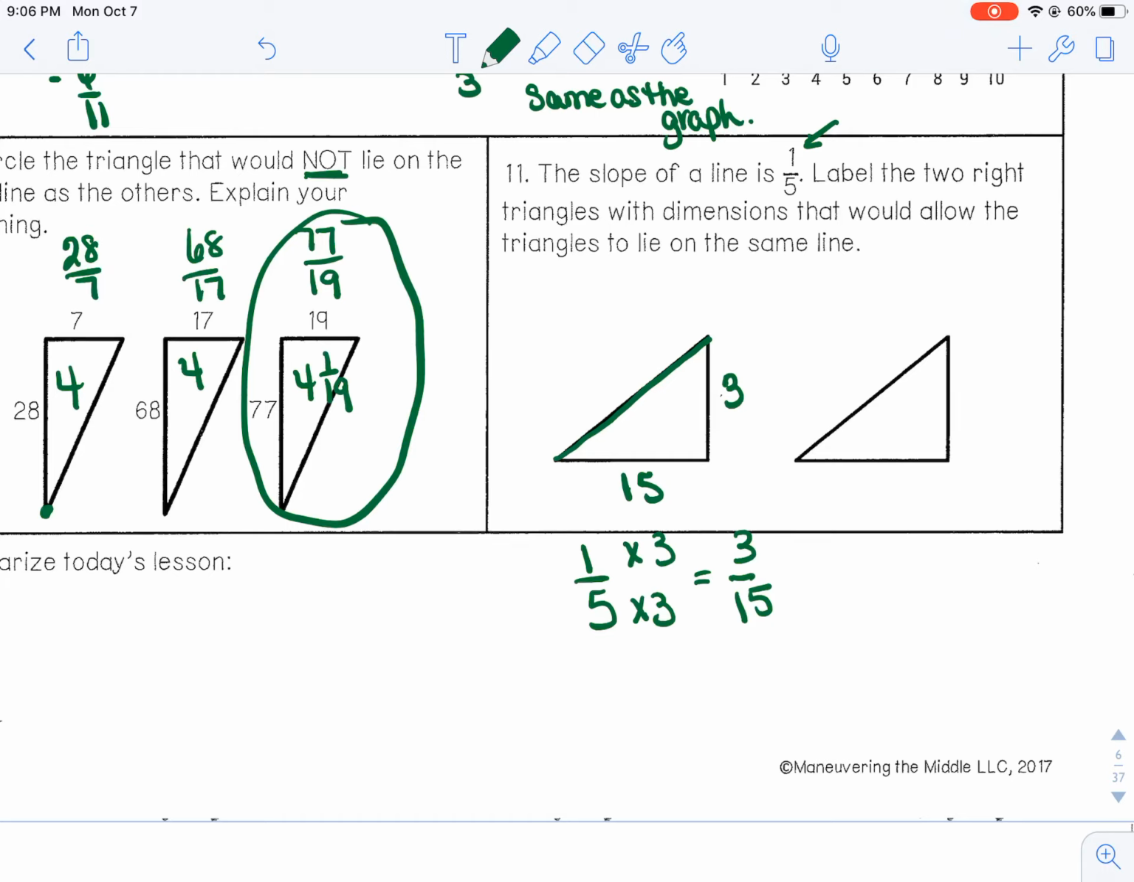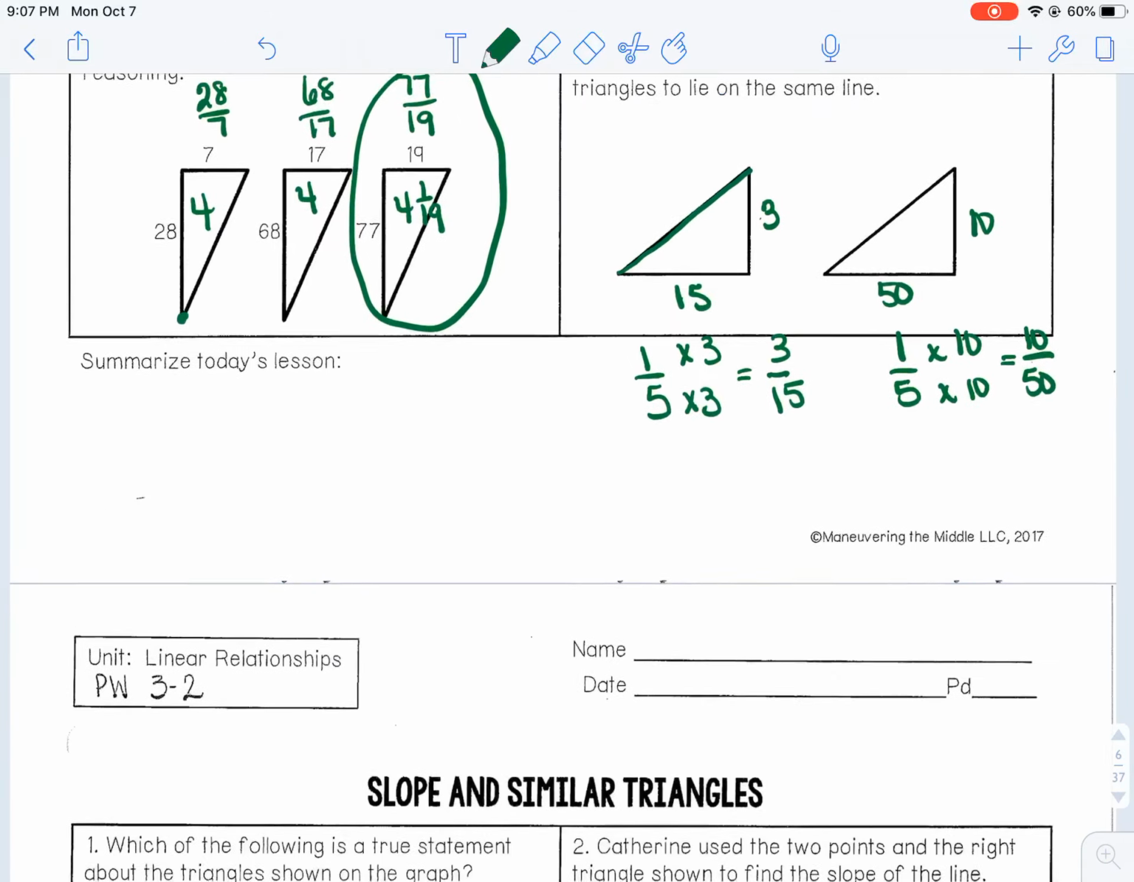The last one that we have over here, say your favorite number is 10. So we'll take 1/5, we'll multiply the top by 10, we'll multiply the bottom by 10, make each of them 10 times larger. Proportional enlargement, that's what you're doing there. 1 times 10 is 10, 5 times 10 is 50, so your rise is 10 and your run is 50. Okay. Easy peasy.